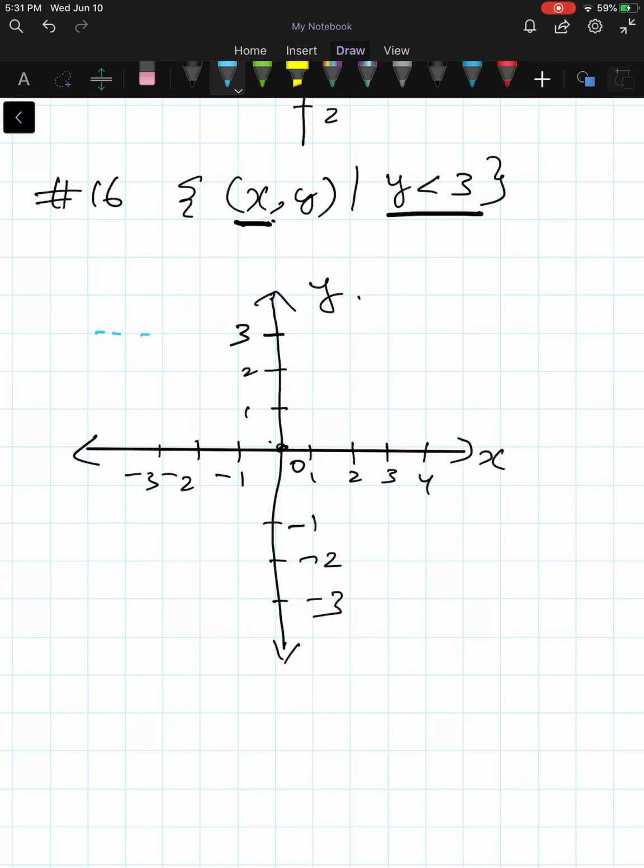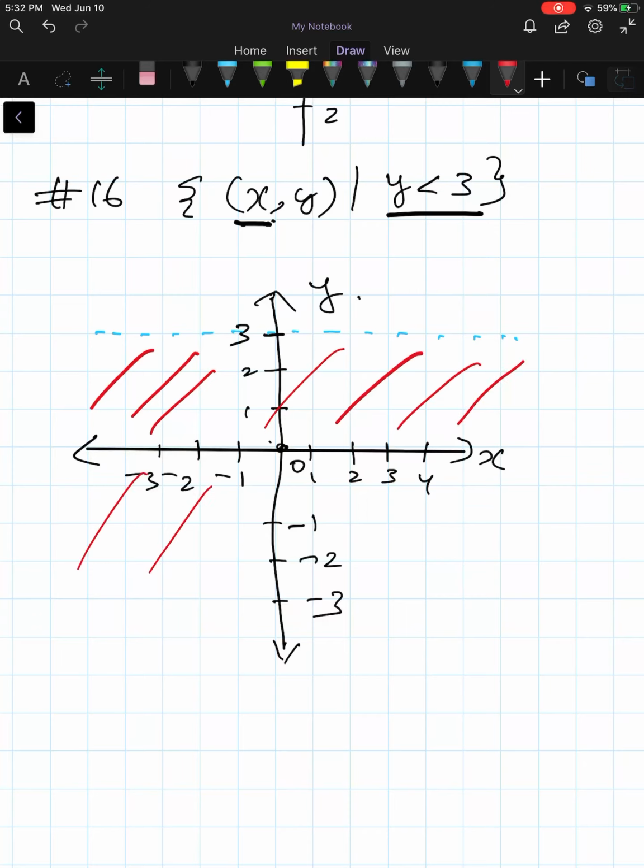So to say that, let me draw a dotted line at y equal to 3. Anything below that will be less than 3, right? So 2, 1, 0, -1, -2, -3 are all less than 3. So shade all the region that comes below 3. This would be the region of this particular set. I hope you understood how to graph the regions given a domain.